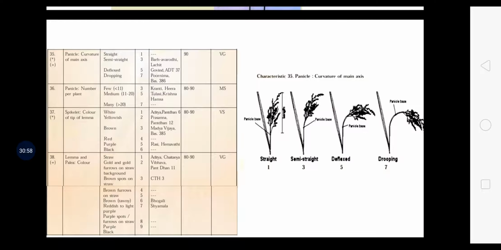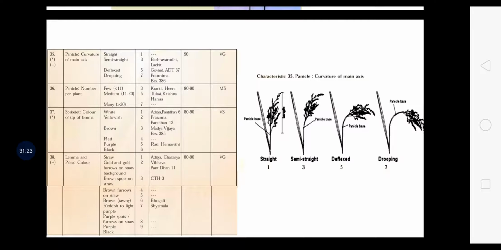38th characteristic is lemma and palea color. The color is divided into 9 scores. For straw type it is scored as 1. Examples are Aditya and Chaitanya. Gold and gold furrows on the straw background is scored as 2. Examples are Vaibhava and Pantadhan 11.